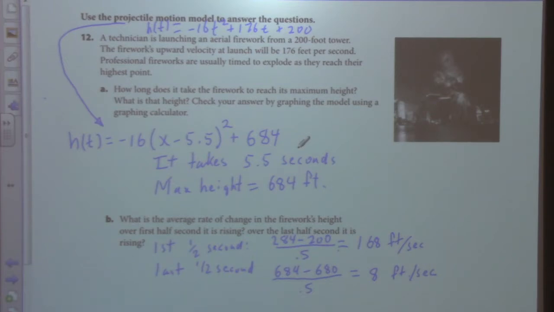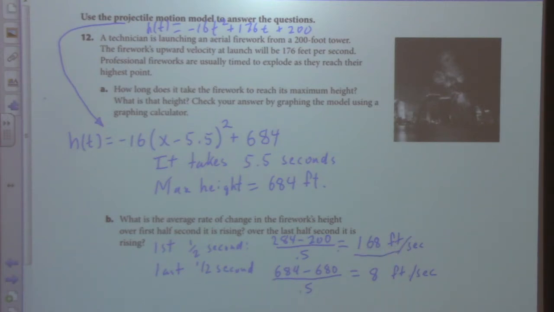We stopped yesterday after working on problem 12, and the last thing we looked at was B, which is finding the average rate of change. To find the average rate of change of the first half second, we plugged in 0.5 seconds and got an output of 284. So we have 284 minus 200 over 0.5, which is 168 feet per second.